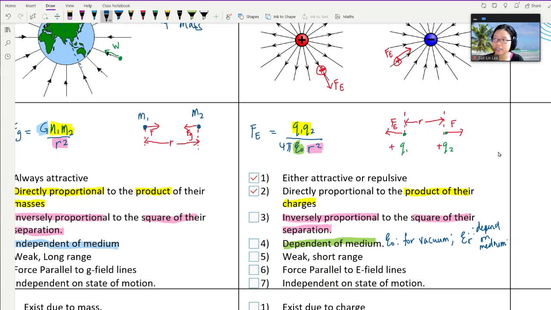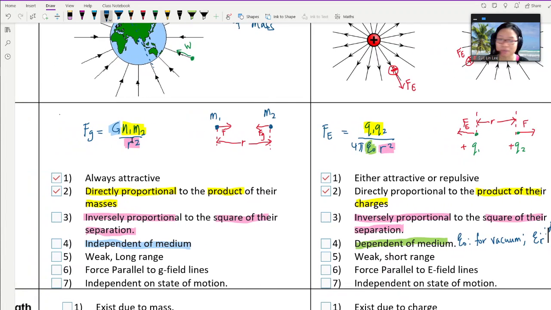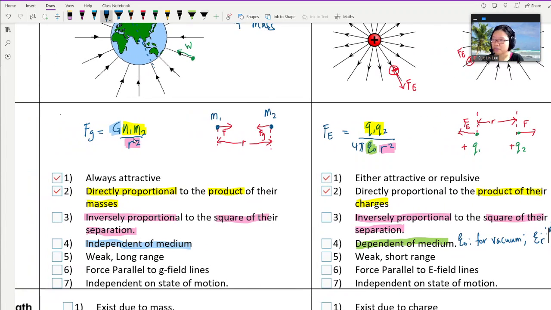Meaning this epsilon can change, but in your syllabus we always assume that the charges are in vacuum, which is great. And just a reminder again, this G is independent of medium. G is constant.